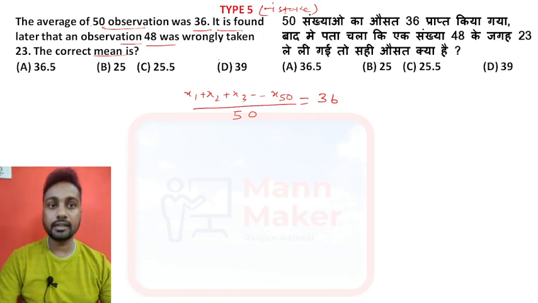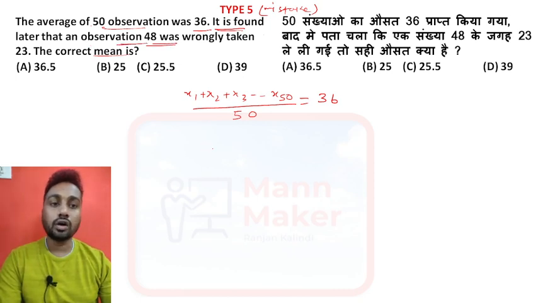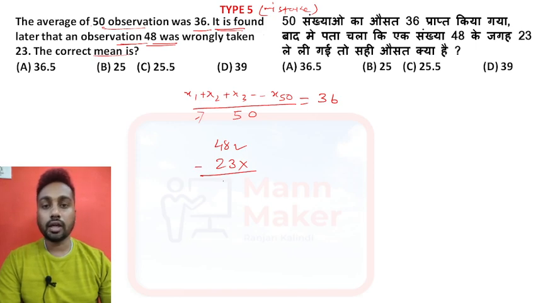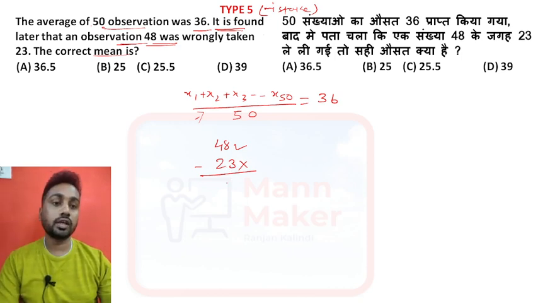It is found later that an observation 48 was wrongly taken as 23, which means the correct number is 48 and 23 was taken wrongly. So what is the correct mean? We know the right data and the wrong data, so we take the difference. The difference is 25, so there is a change of 25.